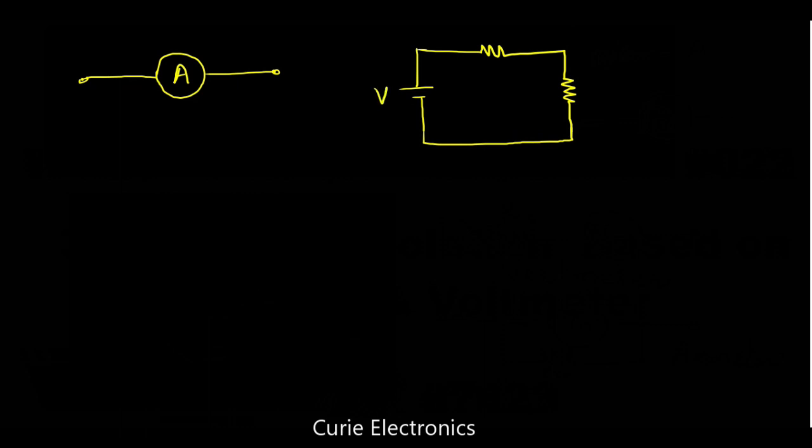Here is a voltage source. Let it be R1, R2. We want to know what is the current flowing through this circuit. Then we have to connect the ammeter in series with the circuit. So we have to break open the circuit, then insert the ammeter here. Now what have you done? We have connected the ammeter in series to measure the current.